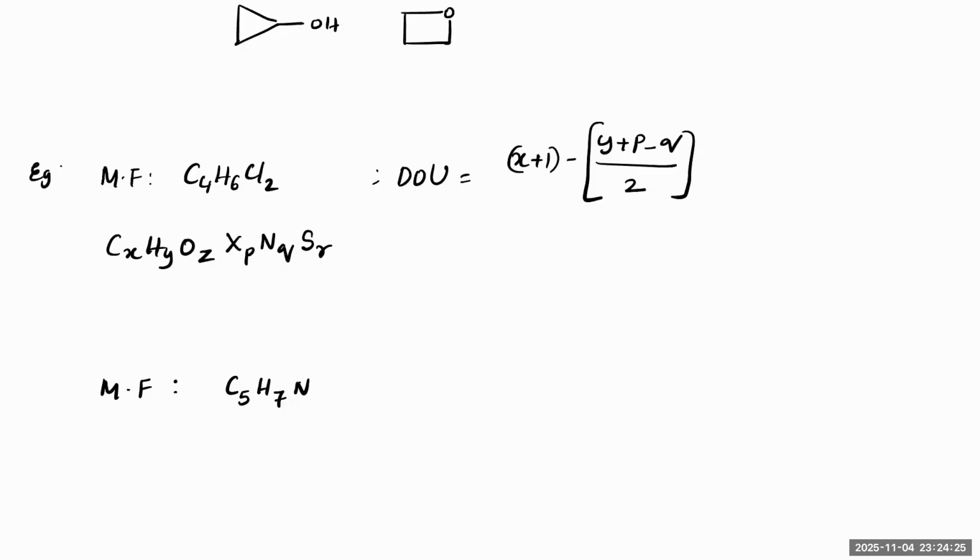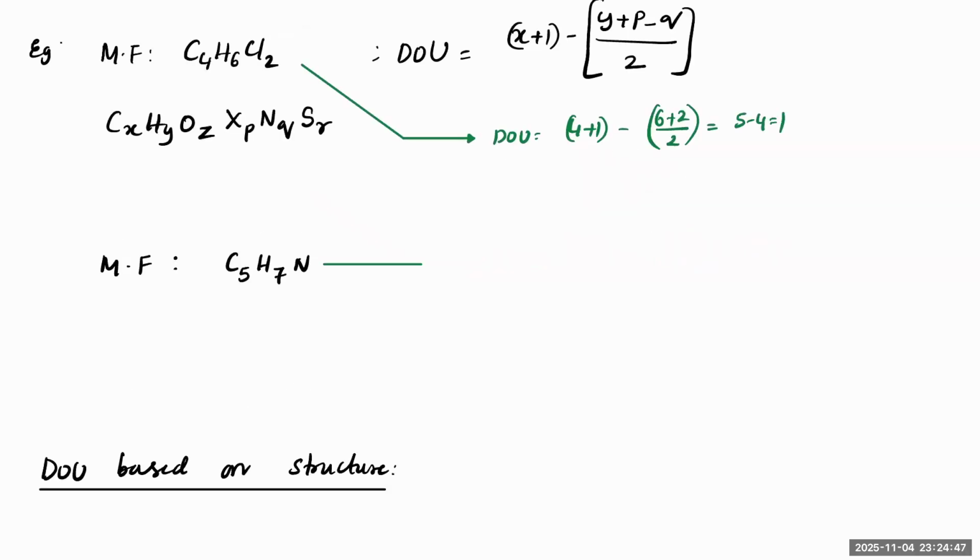Correct? For example, in this case, you notice what is the degree of unsaturation here. So degree of unsaturation will be equal to 4 plus 1 minus 6 plus 2, divided by 2. Okay. So how much are we getting? 5 minus 4, which is 1. Similarly, if you compare here, C5H7N, so 6 minus 7 minus 1 by 2. Okay, so that is equal to 3. Which means degree of unsaturation is 3 for this compound.